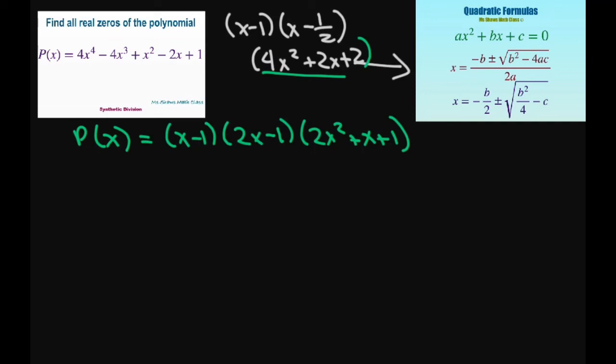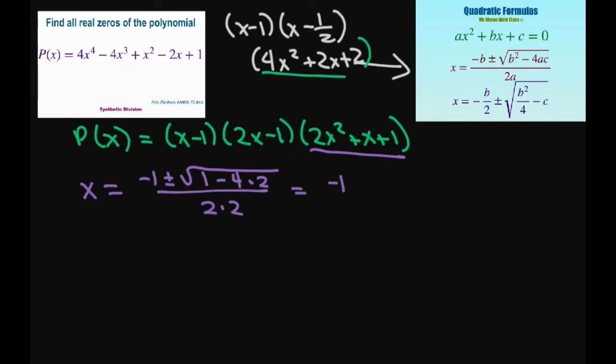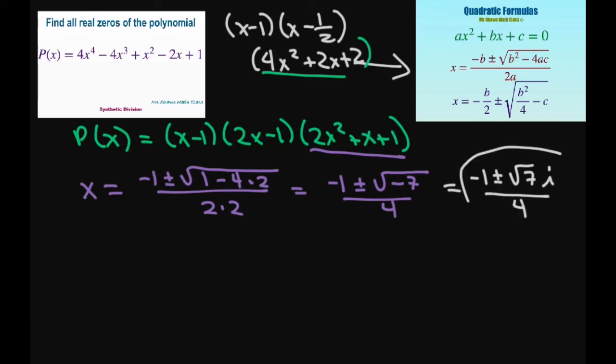Now that I have that, we're going to use our quadratic formula for this. So we're going to let x equal negative 1 plus or minus square root of 1 minus 4 times 2. We don't need to put the 1, all divided by 2 times 2. So this is going to give me negative 1 plus or minus square root negative 7 divided by 4, which gives us negative 1 plus or minus square root of 7i divided by 4. So this is a complex zero. They asked for real zeros, so we only have 2 real zeros. The 2 real zeros are 1 and 1/2. Those are your real zeros.